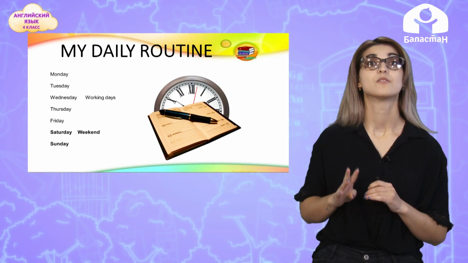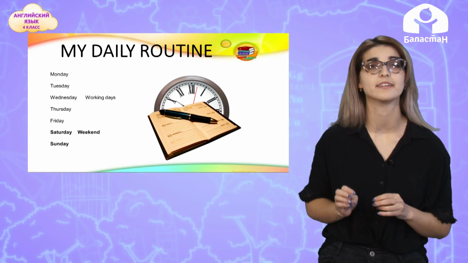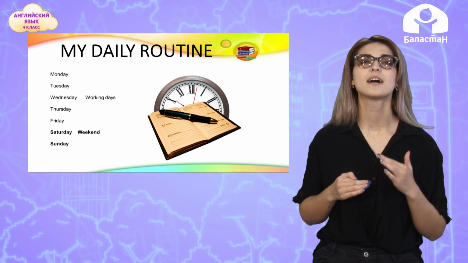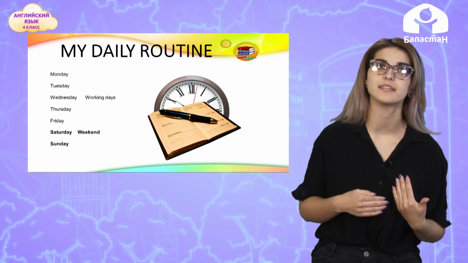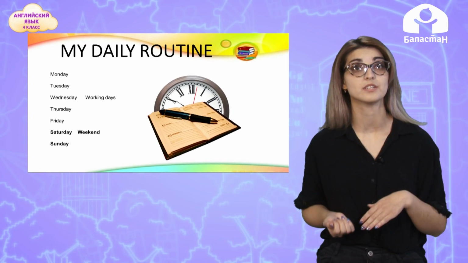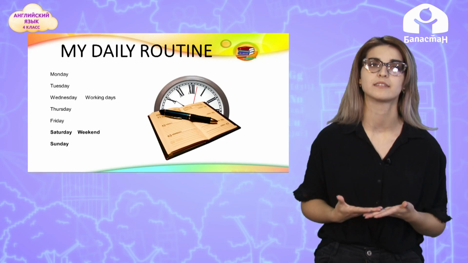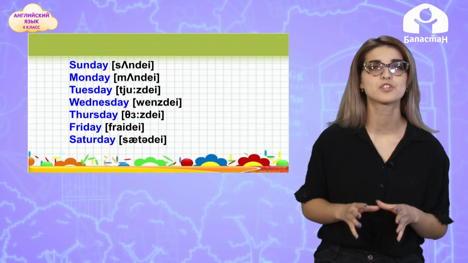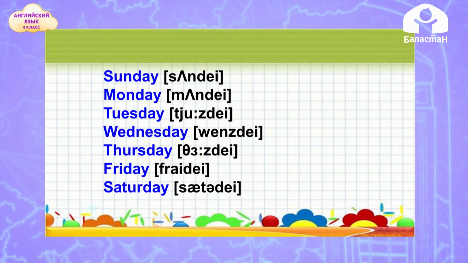Thursday is the fourth day, Friday is the fifth day. Saturday and Sunday, 6 and 7 days, are weekend. Look at the transcription of these words.